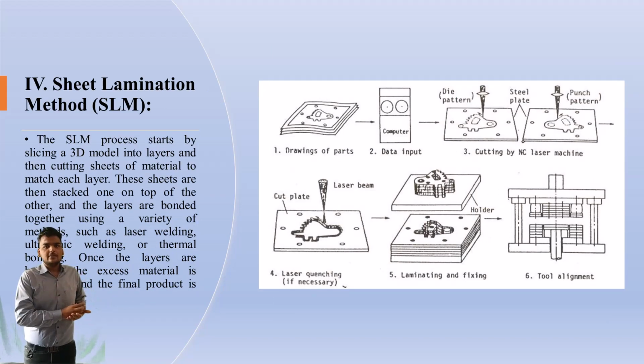The fourth 3D printing technique is the sheet lamination method. This method works on a form then bond approach. The process starts by slicing a 3D CAD model layer by layer, then cutting the sheets of material to match each layer. These sheets are then stacked one on top of the other, then bonded together using a variety of methods such as laser welding, ultrasonic welding, and thermal bonding. Once the layers are bonded, the excess material is removed and the final product is finished.